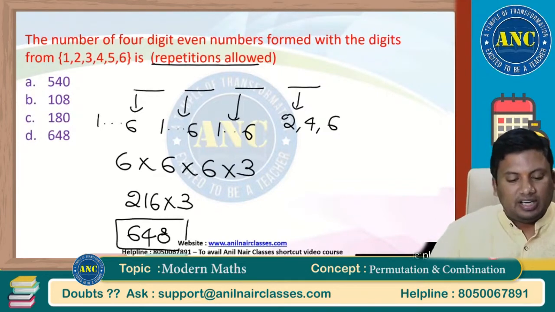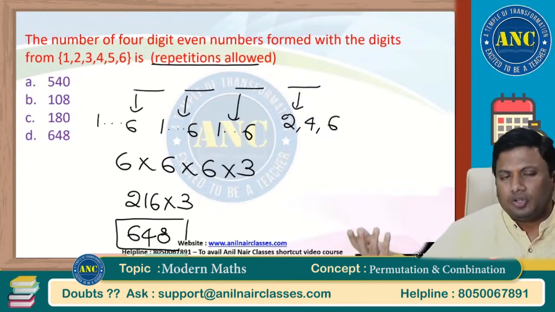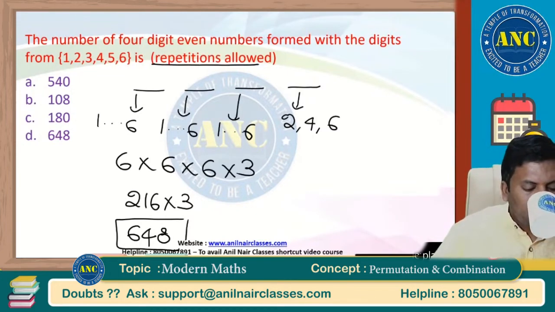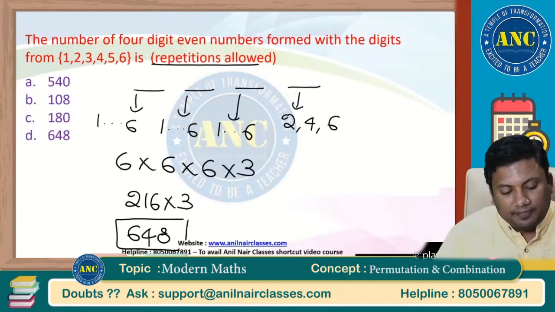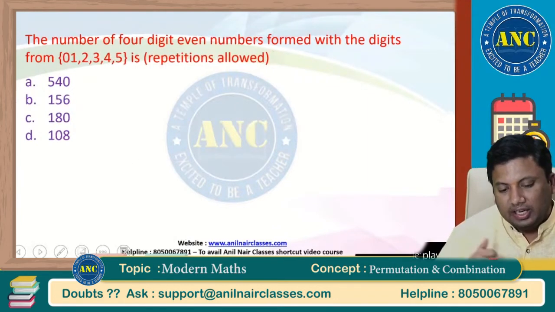Repetition of the digits is allowed and there is no 0. So it's a very easy question. This is a very, very easy question. Answer is 216 into 3.